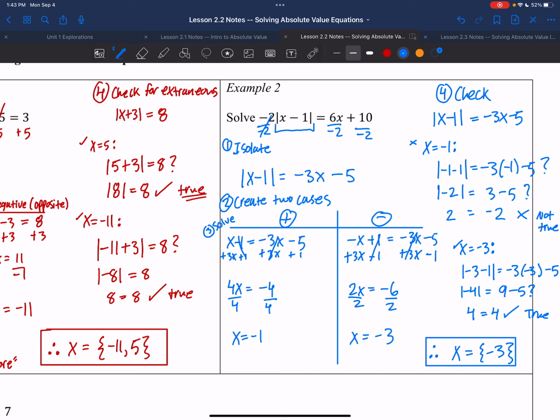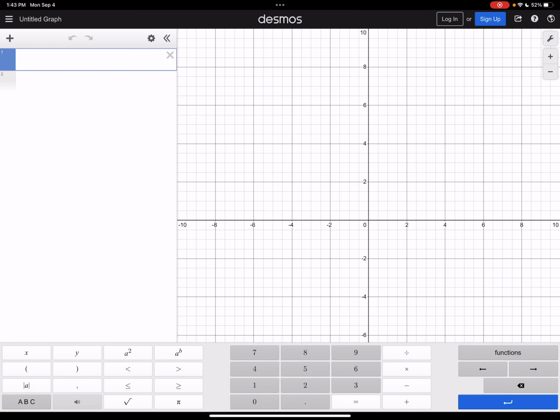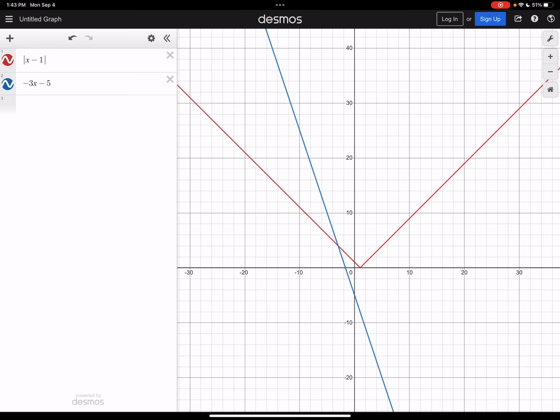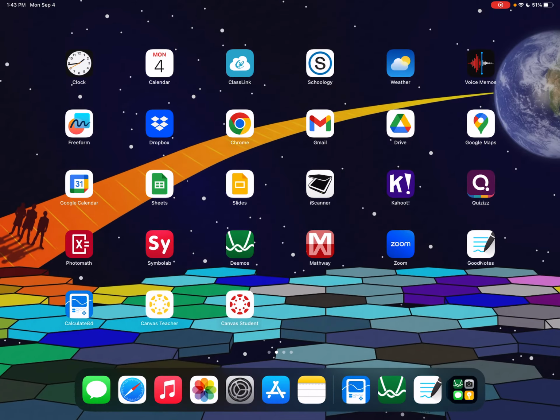I'm going to go to Desmos real quick to kind of show you. Let's see. It's absolute value of x minus 1 equals negative 3x, right? So where are the absolute value bars? Oh, there they are. We said x minus 1, right? And then the other one was negative 3x minus 5. And so you'll see that this graph, they only touch here at negative 3. Look at that. Only one solution. So this is why I showed that graphing piece earlier, right? You could graph both sides of the equation, find the point of intersection, it's x equals negative 3. That's the solution. And then it's only one solution.